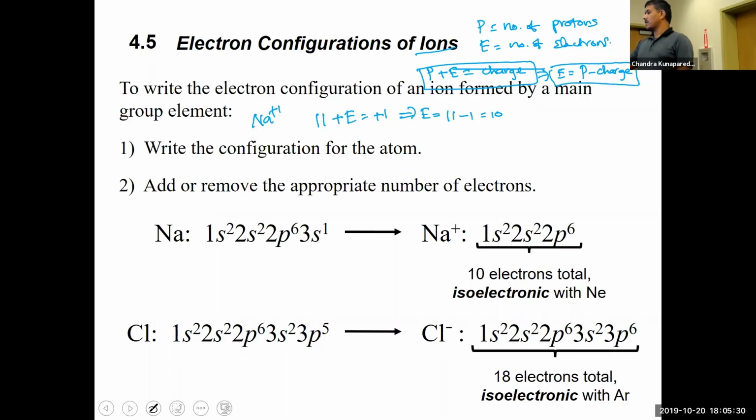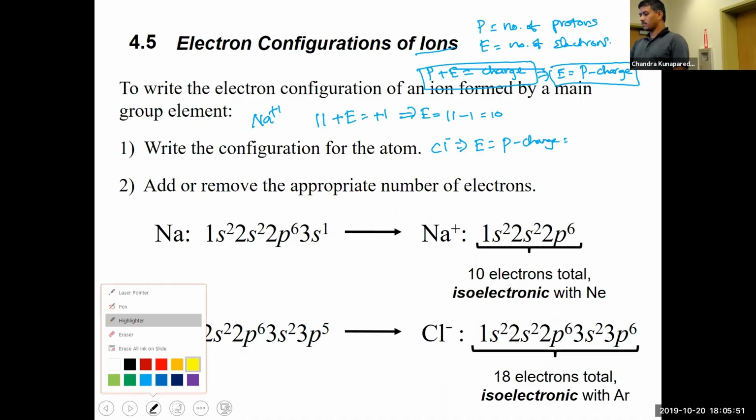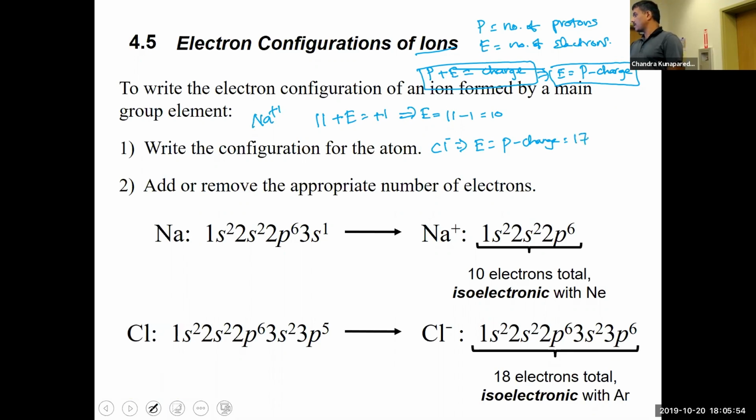If someone says, for example, calculate how many electrons are present in Cl minus, then you can use this formula of E is equal to P minus charge. It currently has 17 protons and a -1 charge, which gives 18. That is how you would identify how many electrons are left in a charged species.